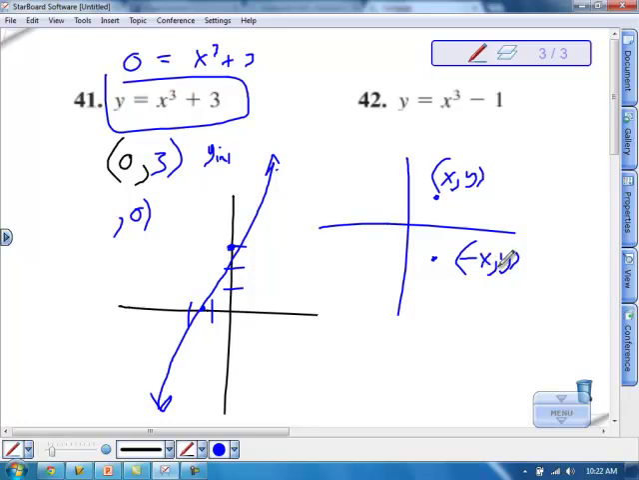I'm sorry, I did this wrong. This is x, negative y. So to test if it's symmetrical about the x-axis, stick in negative y in for y into the function and see if it gives you the same function.